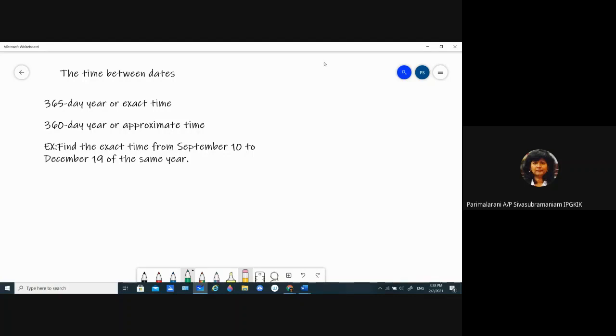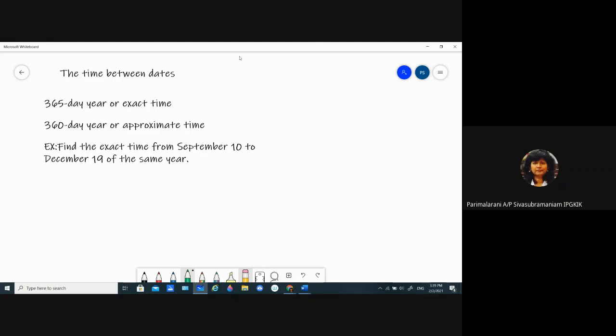Okay, so before we can calculate simple interest or simple discount, we need to be able to determine the time between dates. That means we want to know the duration of the loan period, or the period that you borrow money or lend money. We want to know the duration of the period. This is called the time between dates.